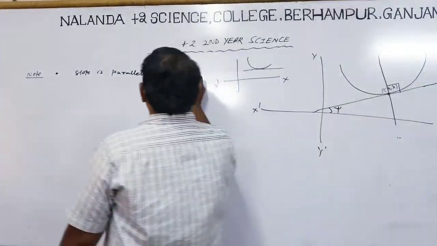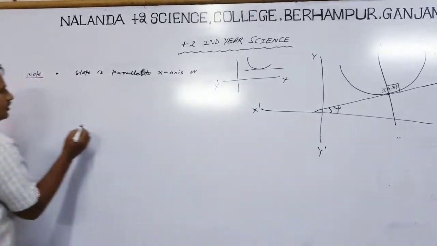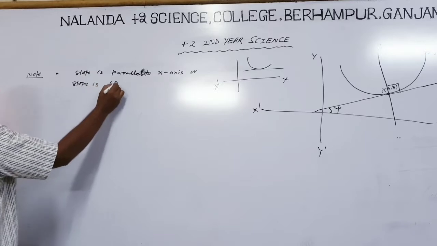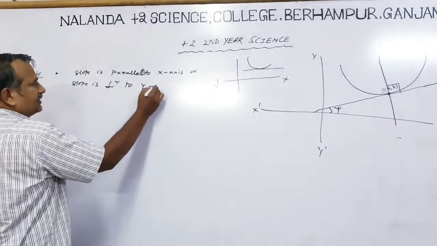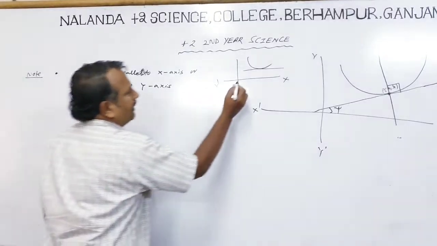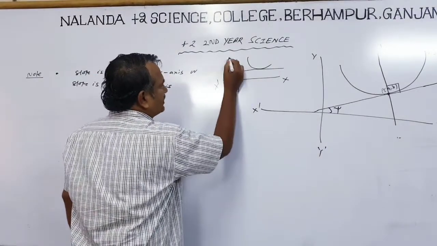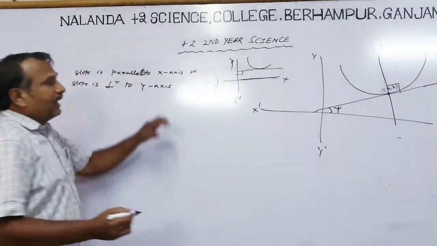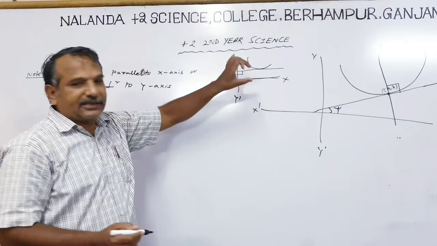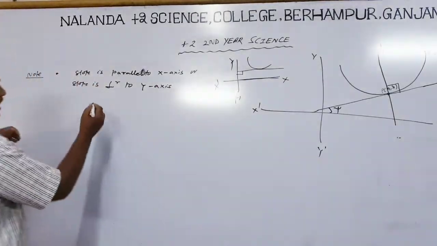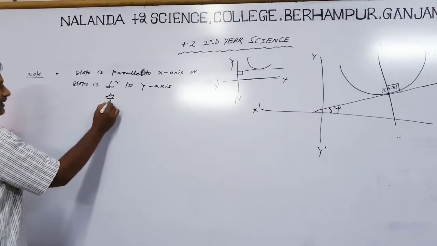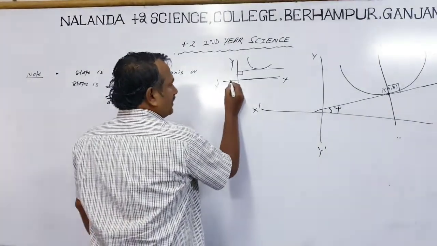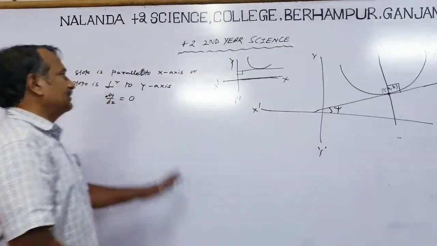Or you can also write, the slope is perpendicular to the y-axis. The logic is the same. This is perpendicular to the y-axis, and this is parallel to the x-axis. Where the slope is parallel to the x-axis, what is the condition? Now here dy by dx equals 0, m equals 0, because this is a slope, and theta equals 0. So m equals 0. This is the first point.